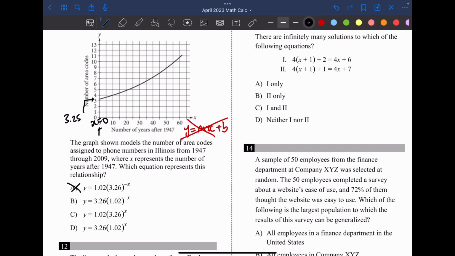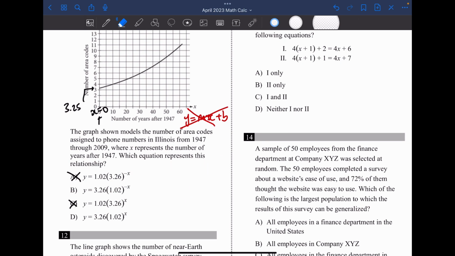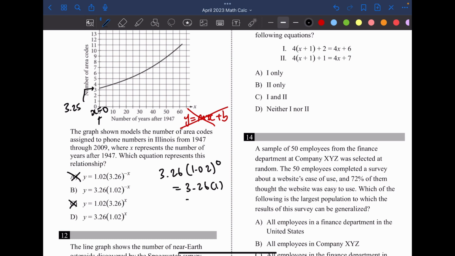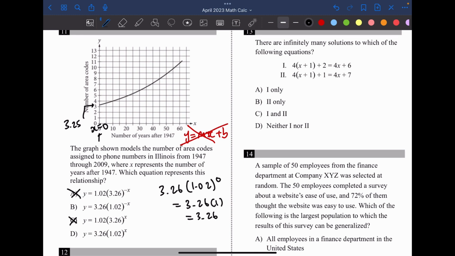Now part C. Let's do the exact same thing. So it would be 1.02 times 3.26 to the power of 0. Once again, this would be 1.02 times 1, which is 1.02. Is 1.02 between 3 and 4? No. So this is wrong. And then let's do the exact same thing for part D. So 3.26 times 1.02 to the power of 0 is the exact same as 3.26 times 1, which is 3.26. Is 3.26 between 3 and 4? Yes. So once again, this has a possibility of being correct.